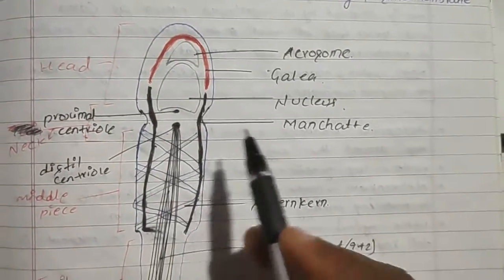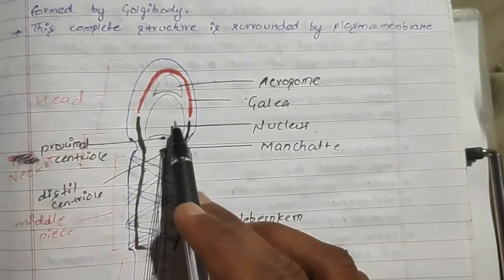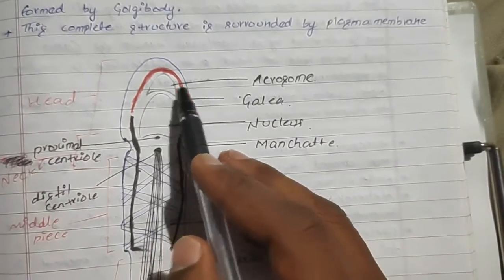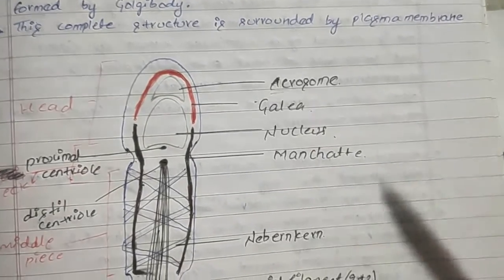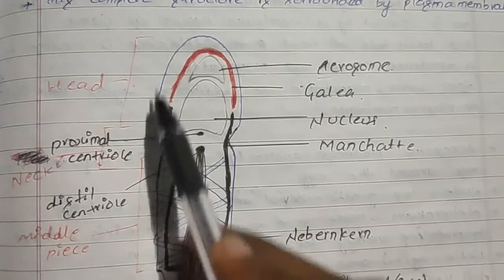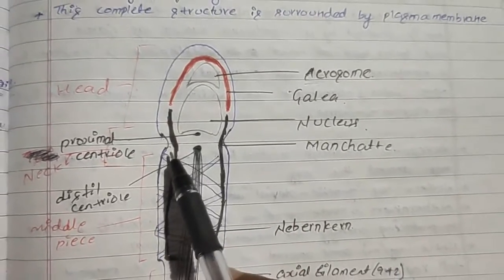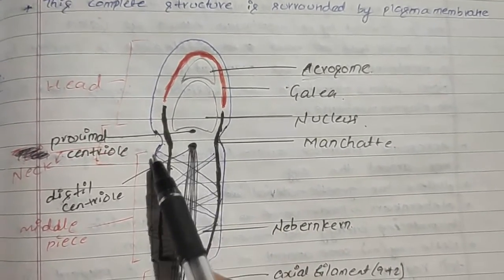See, now in the structure of the sperm, the nucleus is present in the head region, and above the nucleus is a cap-like structure known as the acrosome, and it is developed from the Golgi body. And this is the head region of the sperm. Below the head region is the neck region.